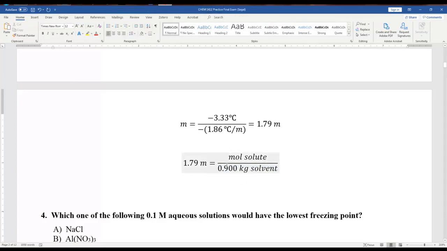Now, if I want to solve for the moles of solute here, I'm going to have to multiply both sides by the 0.9 kilograms. To get rid of a denominator, I have to multiply both sides by the denominator. I'm going to go ahead and do that here. Multiply both sides.